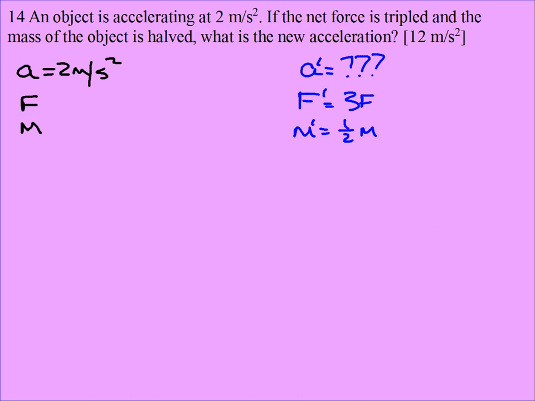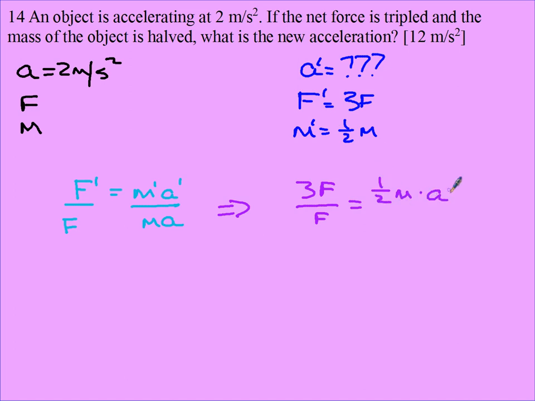Let's do the same process. All right, switch colors here. Let's do F prime equals m prime a prime. And I'm going to divide that by the equation F equals ma. Don't like that color? Let's switch again. Now F prime is 3F. So this becomes 3F divided by F equals m prime is 1/2 m times a prime divided by ma.